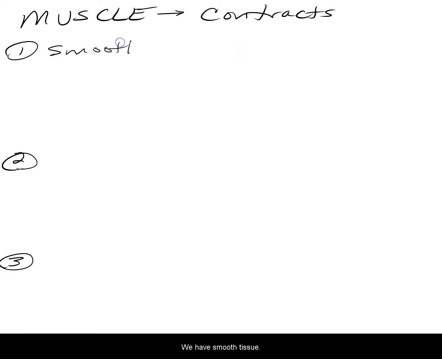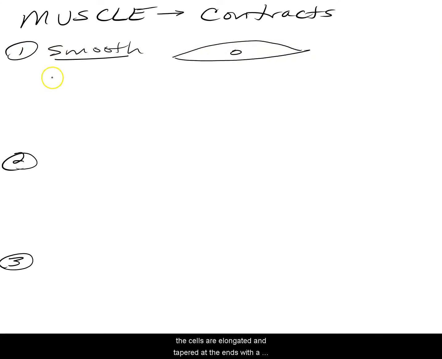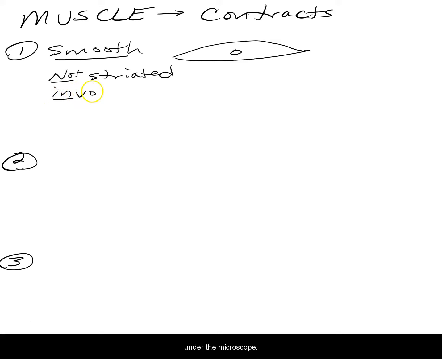We have smooth tissue, or smooth muscle. When we look at smooth muscle, the cells are elongated and tapered at the ends with a single nucleus. They are not striated, meaning they do not have a striped appearance to them under the microscope. They are involuntary, meaning you do not consciously control them.